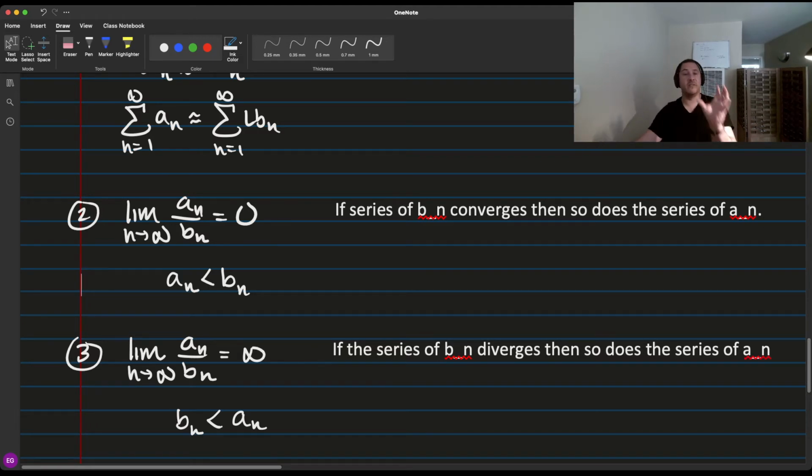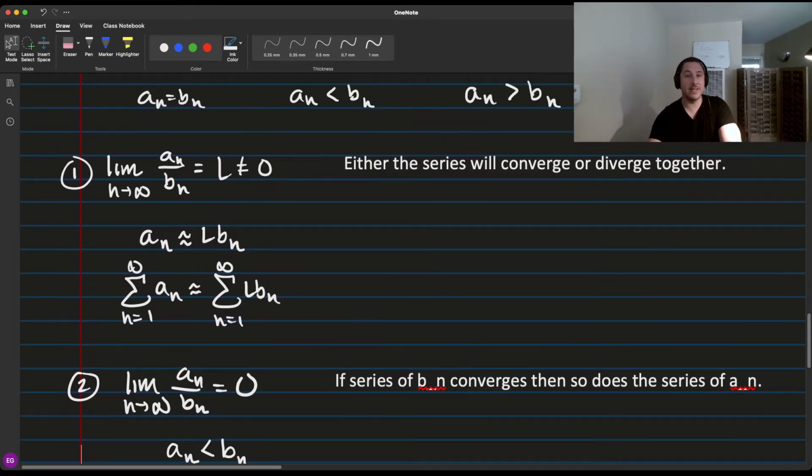So you need to know if BN converges or diverges, and that tells you something about AN. For the first one, if it's not equal to 0, then whatever happens to one happens to the other. So let's do an example.